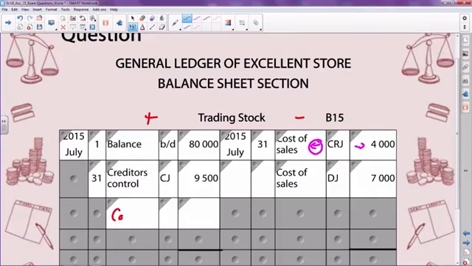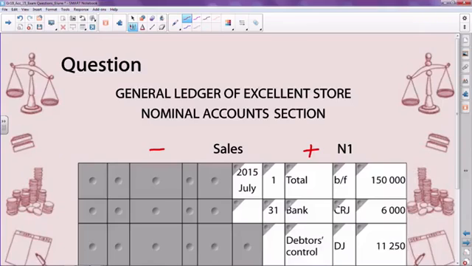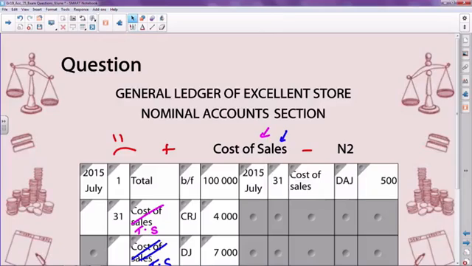We have cost of sales. There it is. We use the DAJ, 500. Then we have to go to your cost of sales account. There it is. Let's go and see. Do we have it here? Cost of sales again, DAJ. Remember, we can never use cost of sales in here. We need to use the words trading stock as we just entered it.